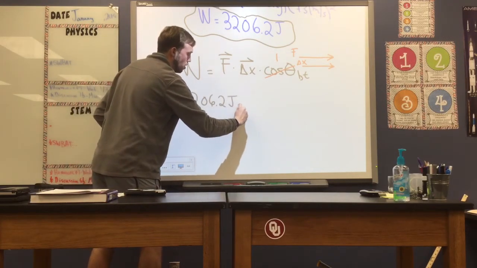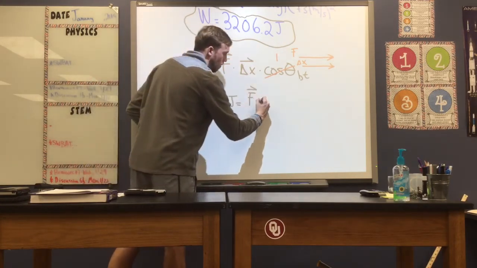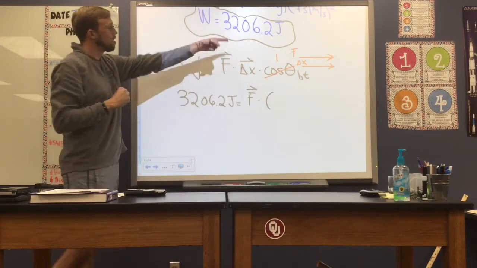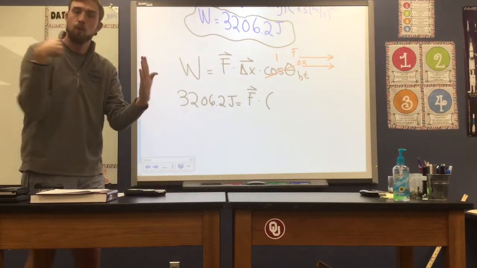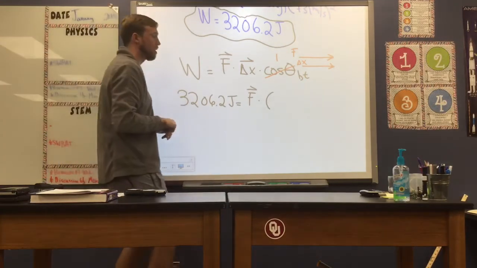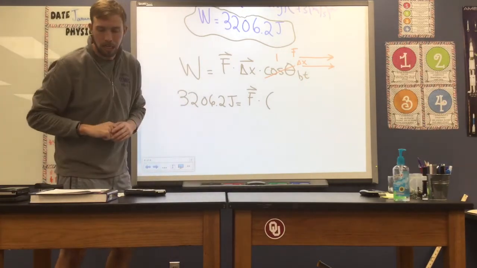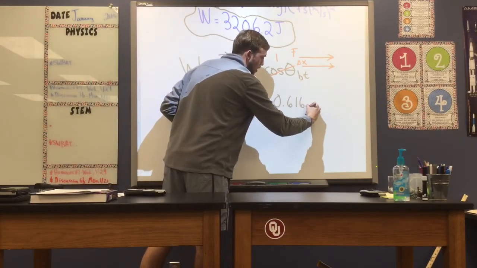3,206.2 joules is equal to a force that we don't know times the distance, delta x, over which our force is applied. And we're told, let's say, that the force is applied all throughout the barrel. The length of the barrel is 61.6 centimeters. Be careful, we need to make sure we convert that: 0.616 meters.